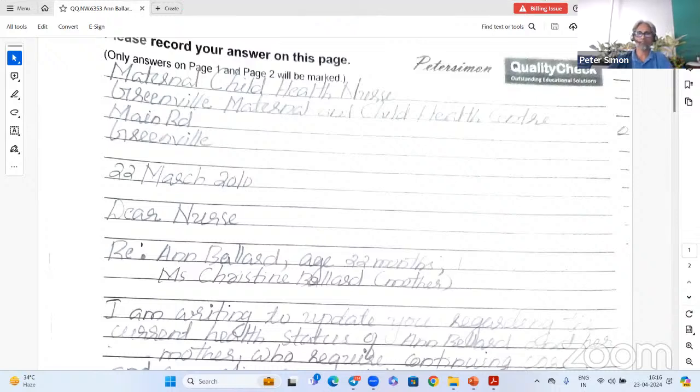Number 1. Leave this first line. No need to write in this line because it is congested. So start writing from this line better. Okay, maternal child health nurse, Greenville Maternal and Child Health Center. Write a little smaller font. Okay, you're writing very big fonts.